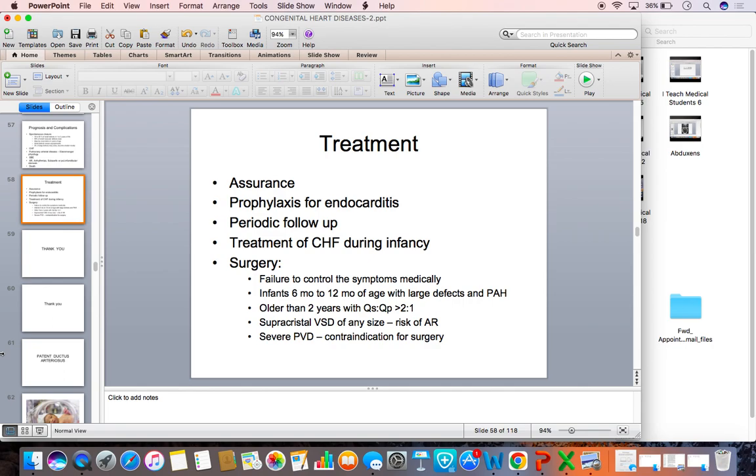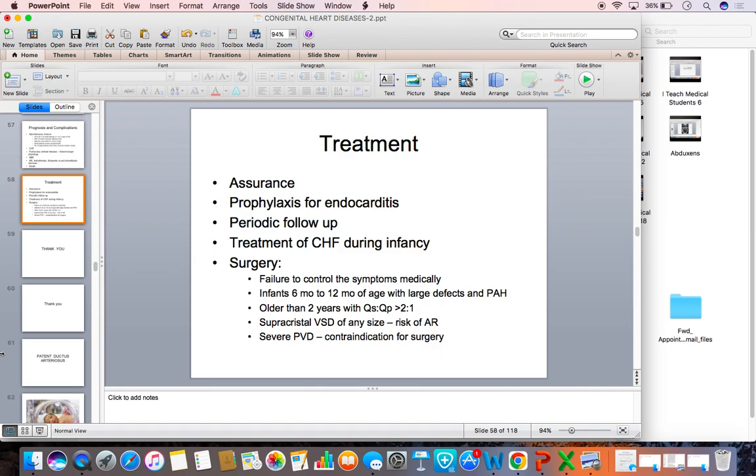Then how do you go about treatment? In asymptomatic small VSDs, give assurance to the parents, but advise prophylaxis for infective endocarditis and advocate periodic follow-up, which is very important, during which, if the infant is having features of congestive heart failure, treat the congestive heart failure.